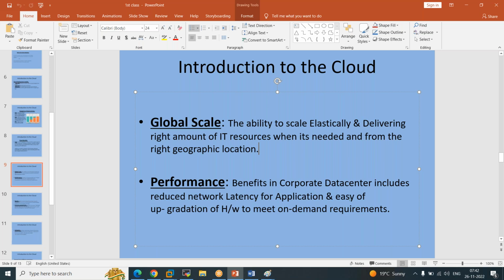Benefits over a corporate data center include network latency for applications and ease of upgrading hardware to meet business requirements. So performance is the biggest factor for any data service. Everything is data now. Absolutely every app you are using is data oriented. You might see the software as just a user interface, but whatever data you see within the apps or anywhere is coming from the servers only. And you need performance.